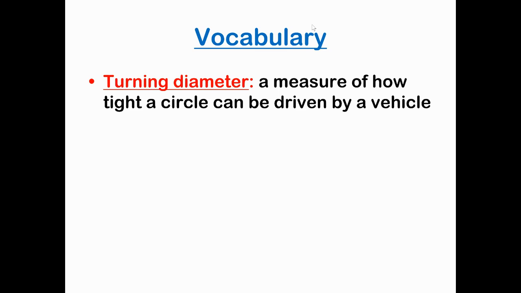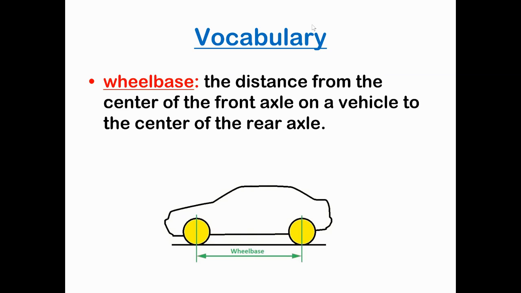And as you get larger, it would require a larger turning diameter. All very important things in forensics. The wheelbase, the distance from the center of the front axle on a vehicle to the center of the rear axle. That would be considered the wheelbase. All very important measurements when analyzing tire track marks.